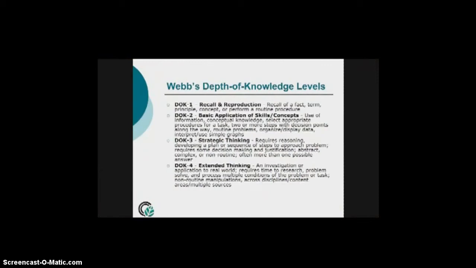DOK4 is extended thinking. It usually takes more time because it is more complex, but it's not just time that makes it a DOK4. So if you're checking the temperature every day and writing it on a wall chart, and it takes you a month to finish doing that, you're still doing DOK1 every day.